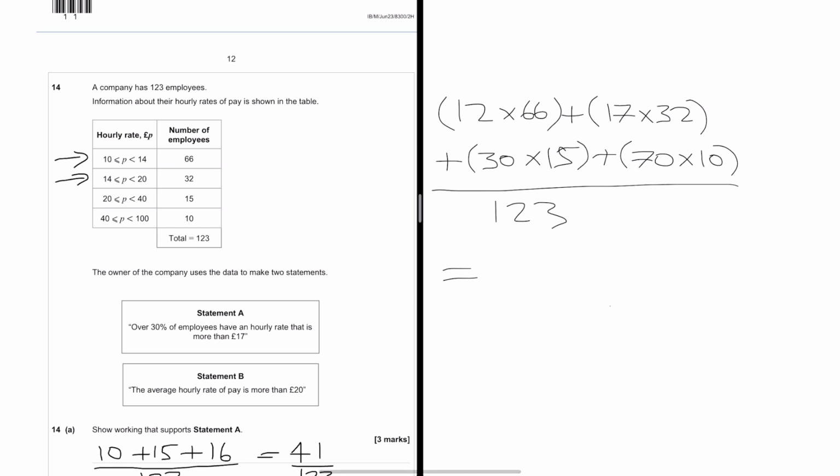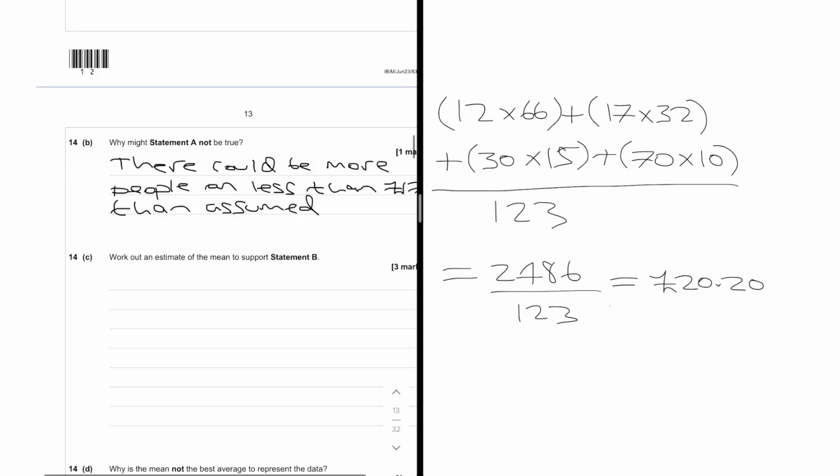And when we work that out, that gives us 2,486 over 123, which is equal to £20.20. So this is a value of the average that we can work out.